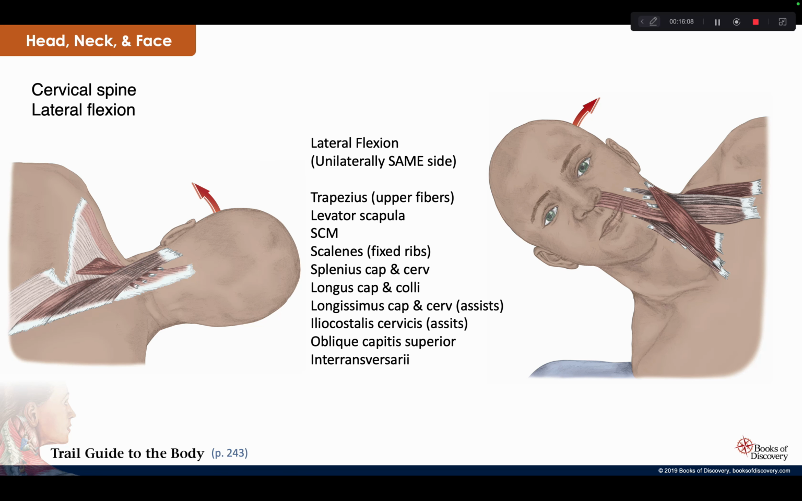Now we have lateral flexion. That's flexing your head ear to shoulder. You have lateral flexion unilaterally, same side. Again, you have traps. A lot of these muscles will be rotators and flexors, or rotators and flexors or extensors. They'll have multiple actions. So moving on, unilateral same side lateral flexion would be traps, levator, SCM, scalenes, all your capitis cervicis, right?